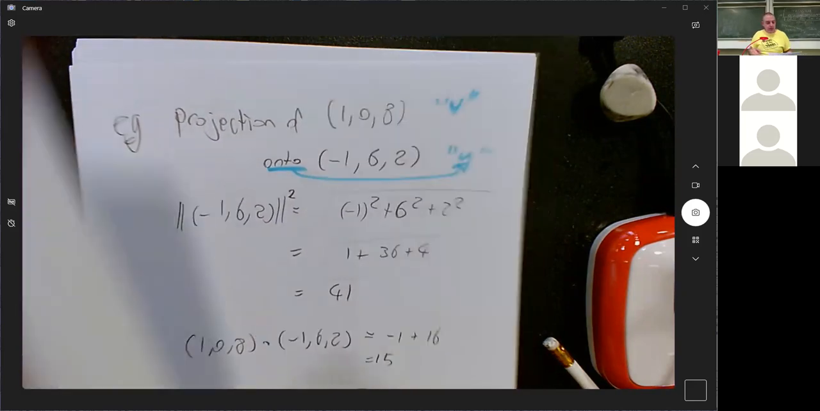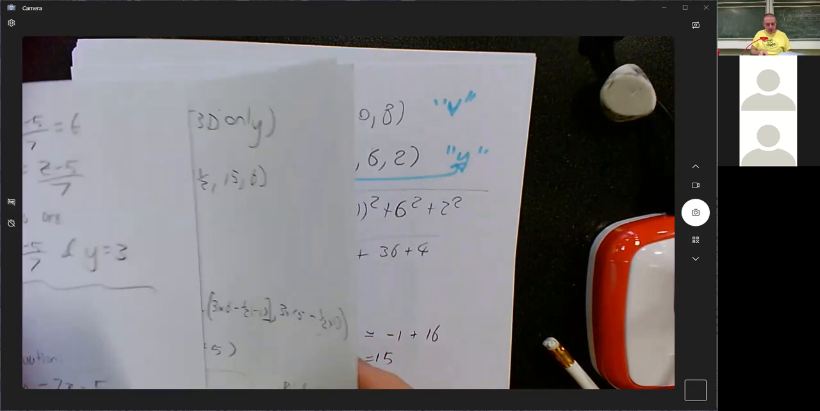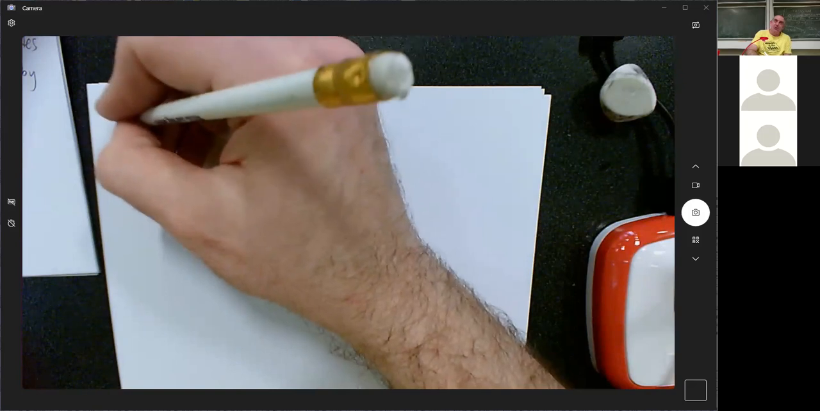So here's the thing. I'm just going to do an example now, which is the one that I've been specifically asked about. So just some examples.